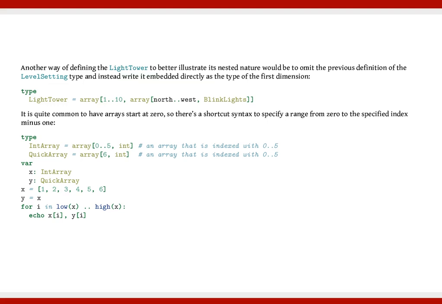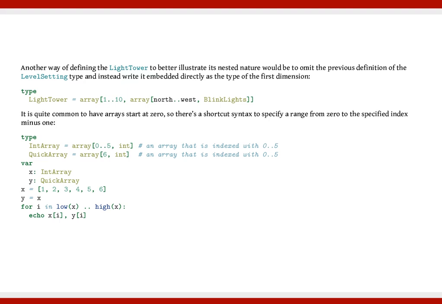Another way of defining the light tower to better illustrate its nested nature would be to omit the previous definition of the level setting type, and instead write it embedded directly as the type of the first dimension. Type LightTower = array[1..10, array[north..west, BlinkLights]].